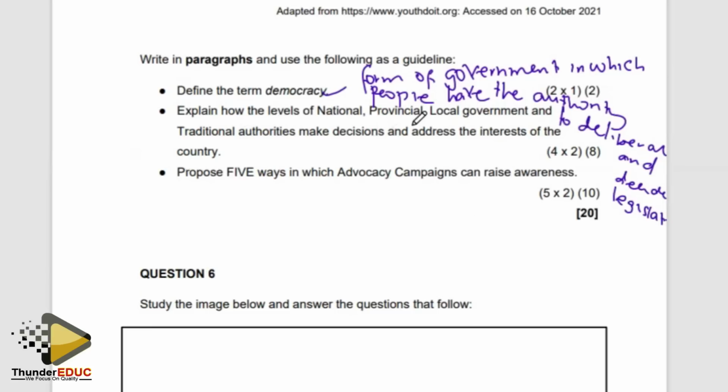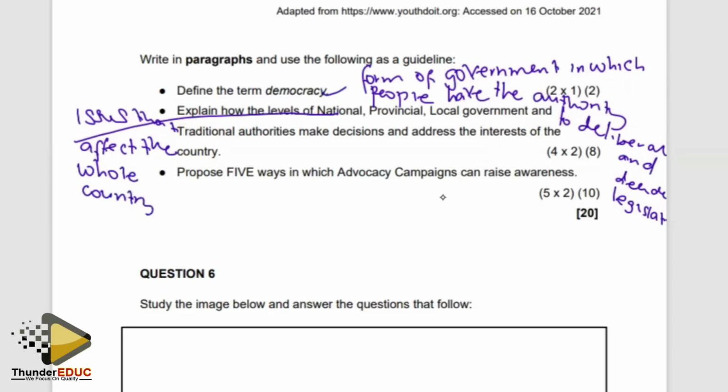Explain how the levels of national, provincial, local governments, and traditional authorities make decisions and address the interests of the country. One, you can talk about national government deals with issues that affect the whole country. Okay, that's what the national government deals with, issues that affect the whole country, and makes and carries out laws and policies such as national policies and foreign policies.